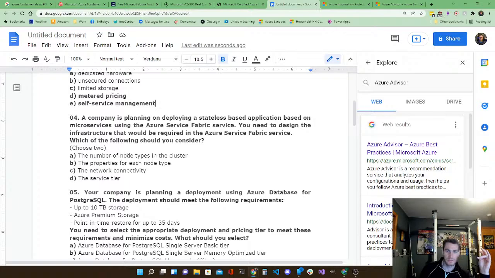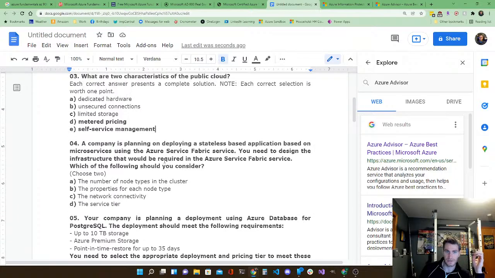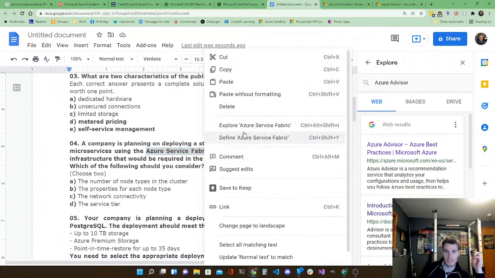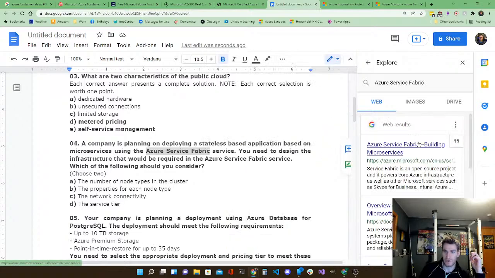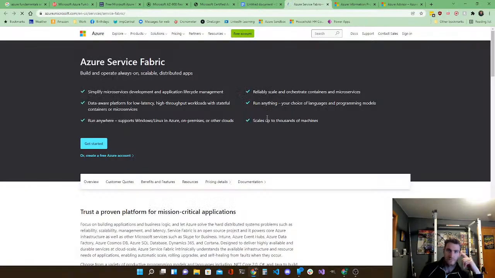Number of nodes, node types in the cluster. Oh man, this is getting into Azure Service Fabric, which I don't know that well. Node types in the cluster. Properties of each node type. Oh man, network connectivity and the service tier. I don't even know what we're talking about there. So let's dig into Azure Service Fabric a little bit more.